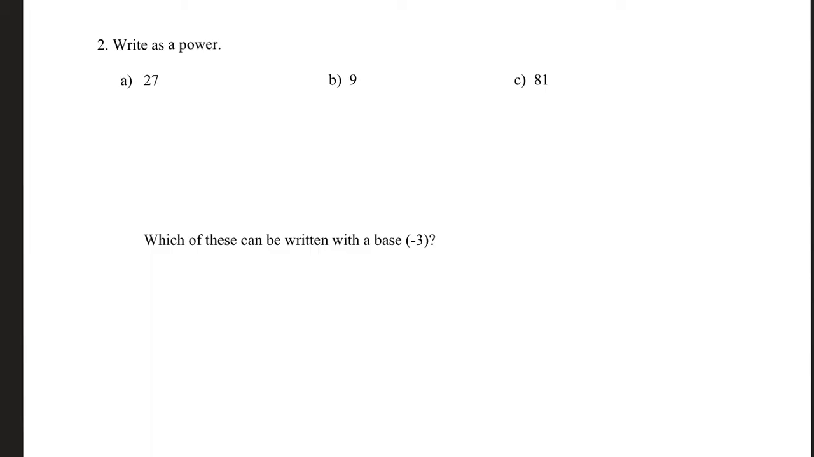Okay, what you see on the screen now, it's really like 4 problems, but I'll call it 3 of them, all under the heading of question 2, write as a power. So what I want you to do is take the standard number 27 and write it as a power. Write B, 9 as a power. Write C, 81 as a power, and so on.